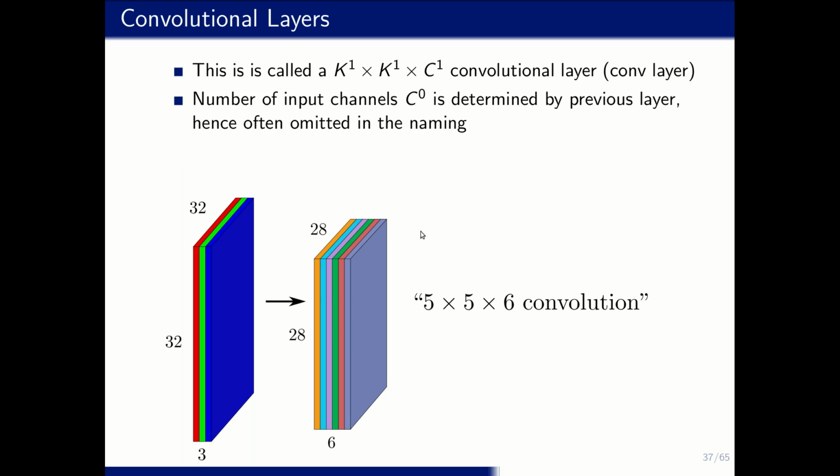So to introduce some naming, we call this a K1 times K1 times C1 convolutional layer. K1 is the filter size, and 6 is the number of output channels. In the naming, often the number of input channels is omitted because it is given anyway. Essentially we say, we take this image and apply a 5 times 5 times 6 convolution, which means the window size is 5 and the number of channels is 6.